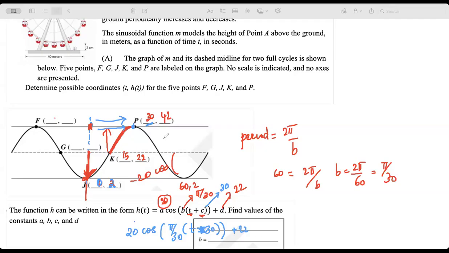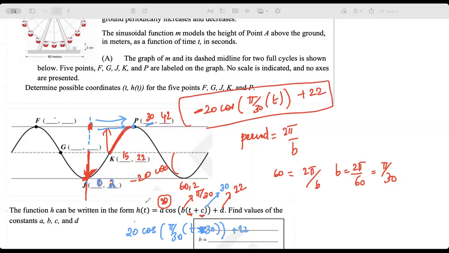So you can put the value as minus 20 cos, and the b value remains the same. You already reflected it using the minus, so in that case, there is no phase shift at all. Krish, that's how you did it, right? Yeah. Okay, so this would be plus 22. This is a valid equation, or this one is a valid equation. Make sense, guys?